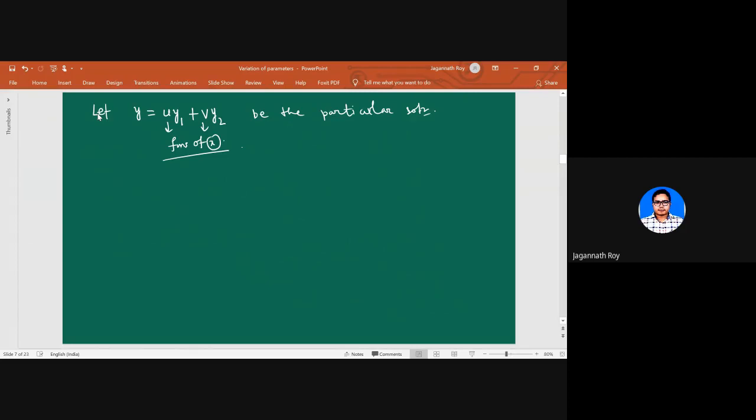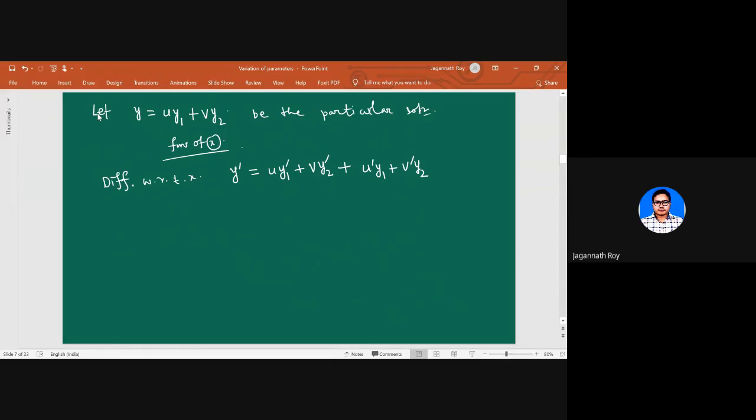Let us call it equation number 4. Let us now differentiate with respect to x. Then we will get y dash equals u into y1 dash plus v into y2 dash. And since they are also functions of x, we will also have u dash y1 plus v dash y2.